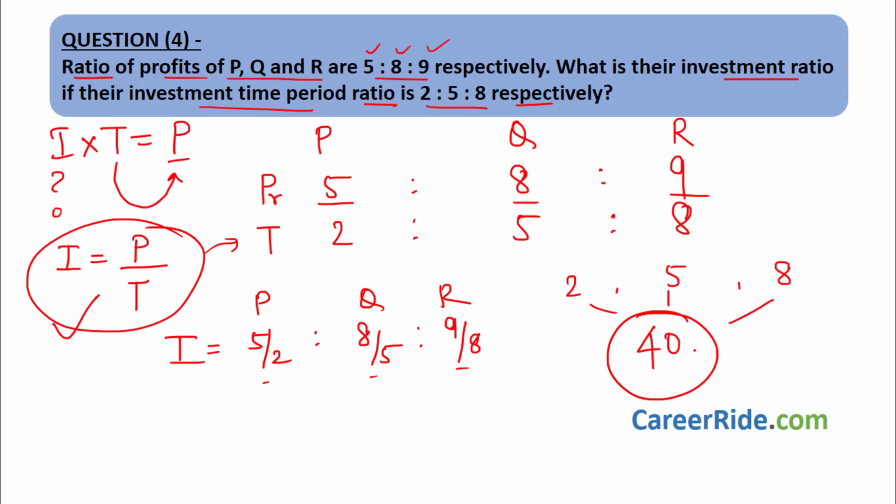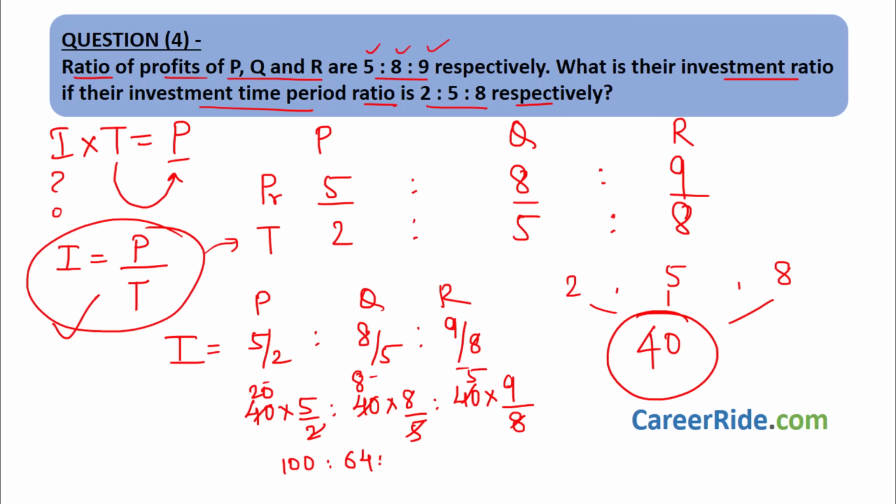So multiply by 40 throughout. What do we get? 40 into 5 upon 2 is to 40 into 8 upon 5 is to 40 into 9 upon 8. So 20 into 5 is 100, is to 8 8s are 64, is to 9 5s are 45. So the investment ratio for P, Q and R is 100 is to 64 is to 45. See how easy it was.